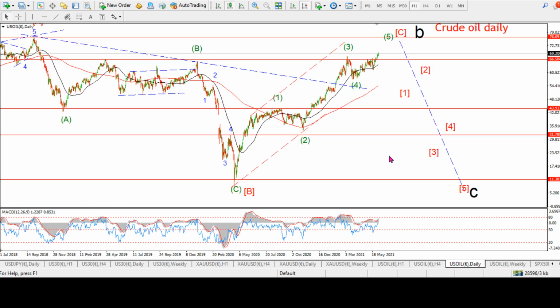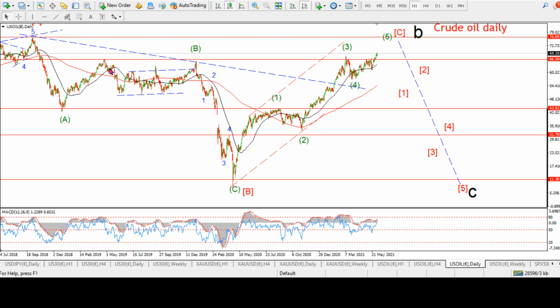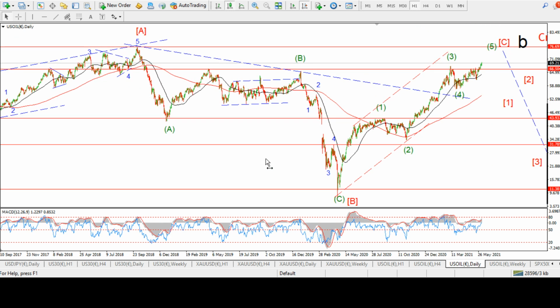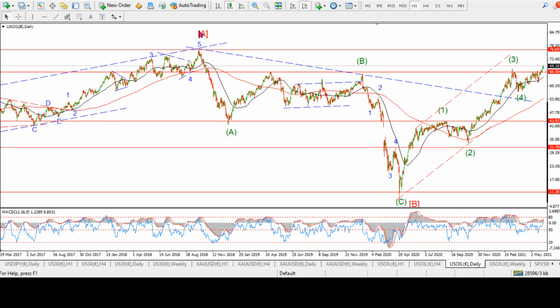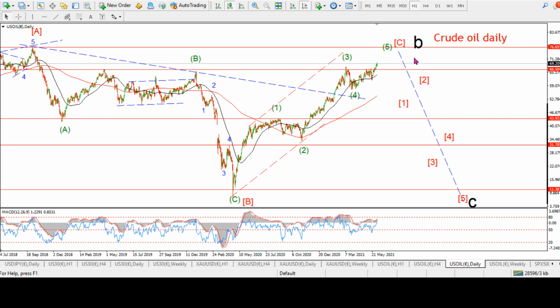This week I changed in crude oil. Again, I had been looking at this as a possible wave B within wave C down, and I think now I'm looking at a larger B wave here. So we've got wave A up into the 2018 high, 3 waves down in wave B into the 2020 low, and then 5 waves up in wave C to complete wave B this year, so probably pretty soon.